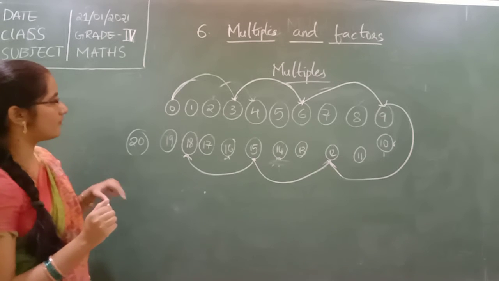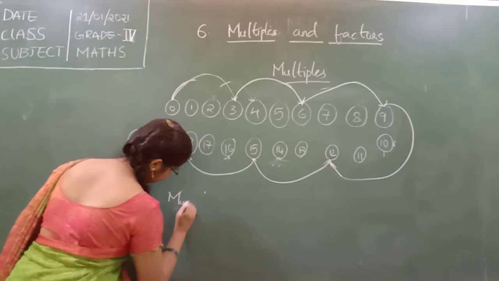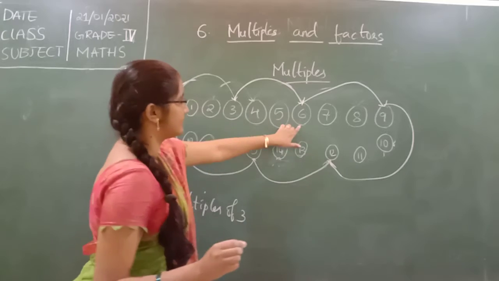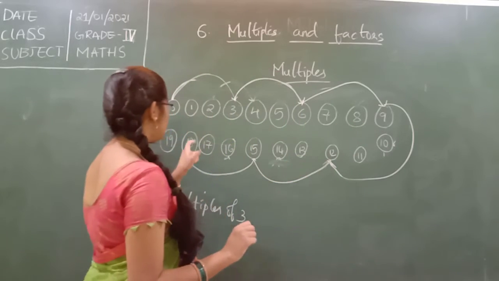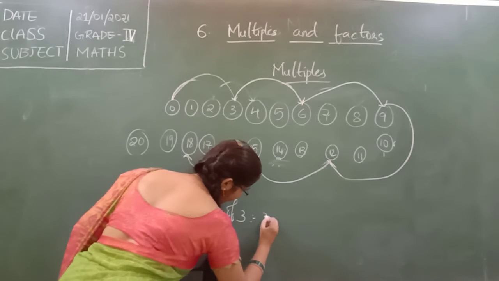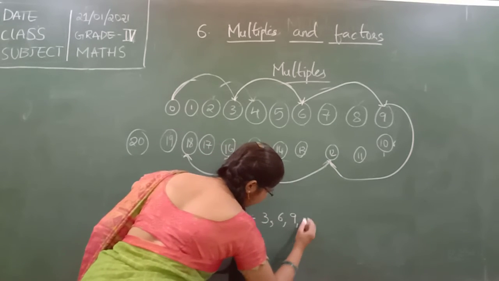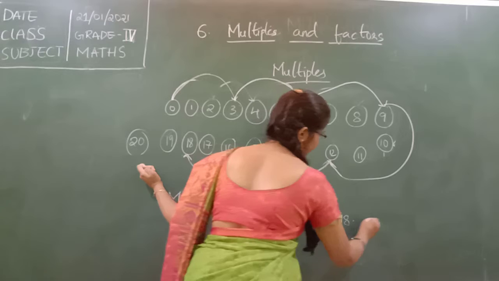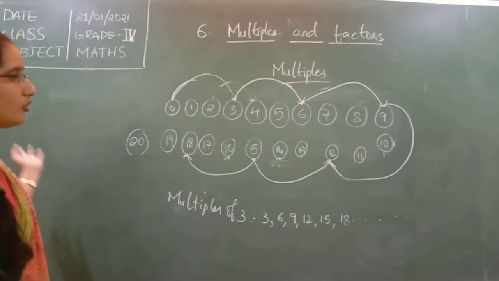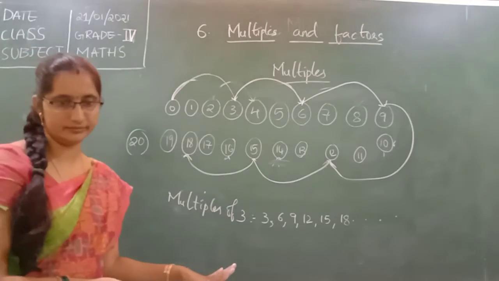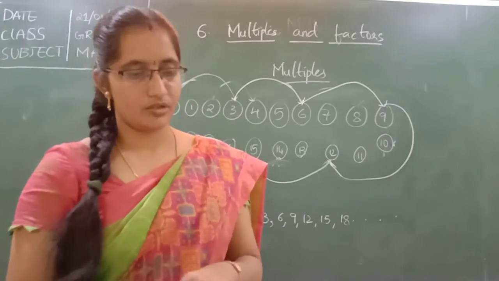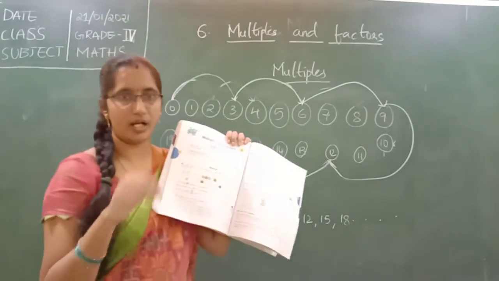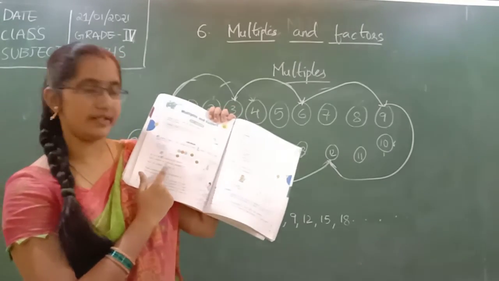So what are the multiples of 3? Three, six, nine, 12, 15, and 18. If we have more numbers, we'll take the multiples. So here write down the numbers where we jump 3. Do it with the red mark and green mark separately. Now try multiples of 3 here.